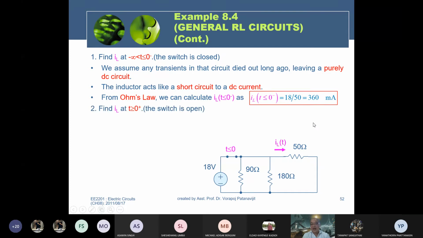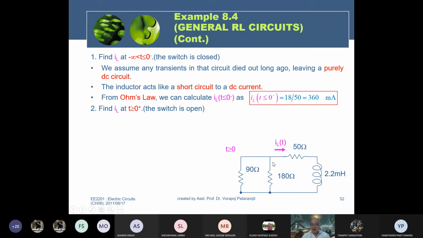For time greater than 0, IL is a little bit more complicated. You can see that the switch is open here. If the branch is broken, no current flows in it. Therefore, no power is supplied by this voltage source.